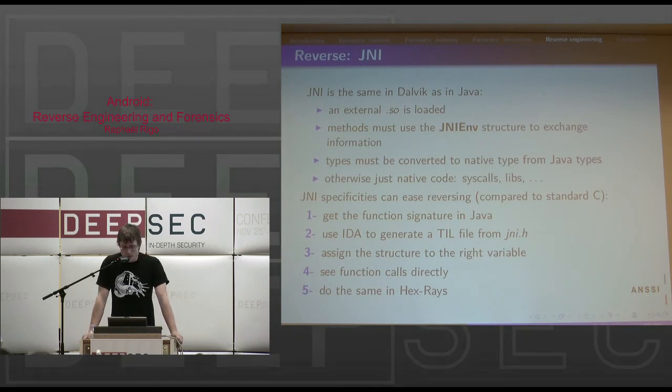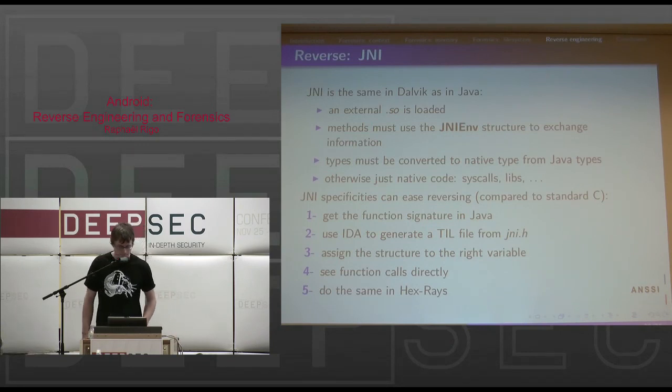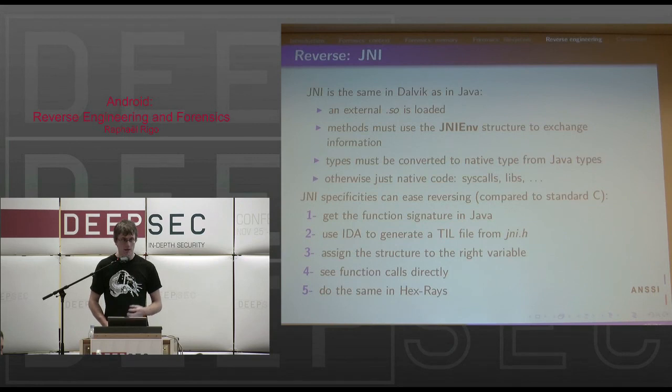Otherwise, it's just syscalls and libraries. You can do everything native code can do. But the specificities of the JNI environment can be used to ease reversing compared to standard C code. Because you have this specific variable, you can load the structure definition in IDA, and if you assign it onto the right variable, you will see function calls directly. And you can do the same in Hex-Rays.